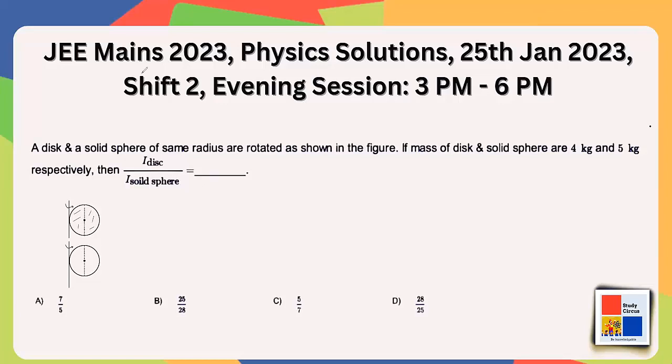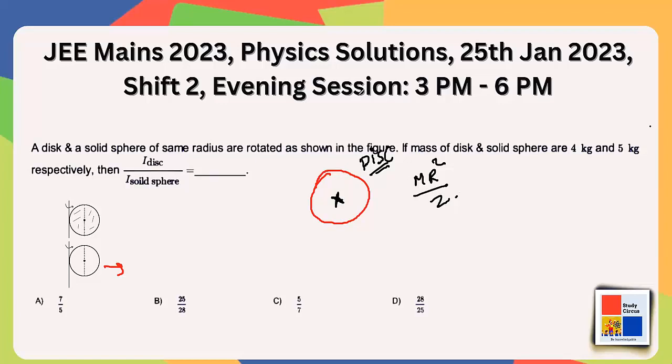So first we'll try to find out for the disk. This is the disk. For a disk, the moment of inertia about an axis passing through the center, into the page and out of the page, which I am denoting by a cross, is mr square upon 2. This you must be knowing, right?